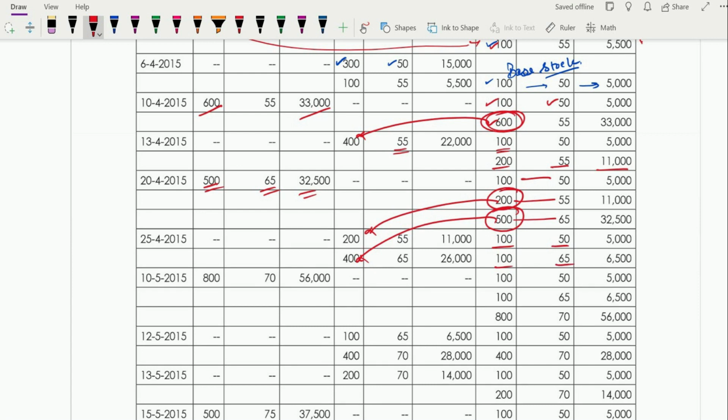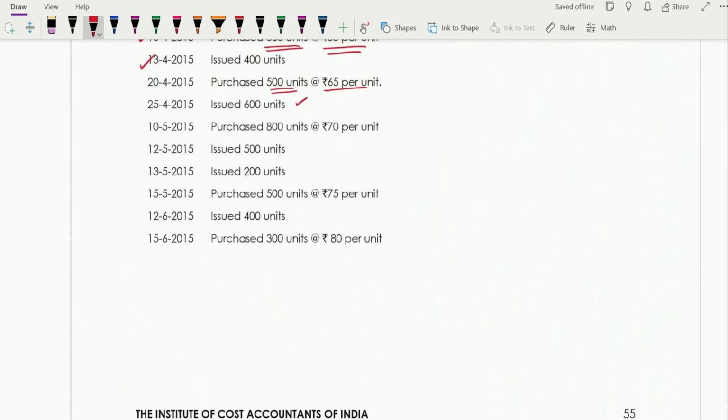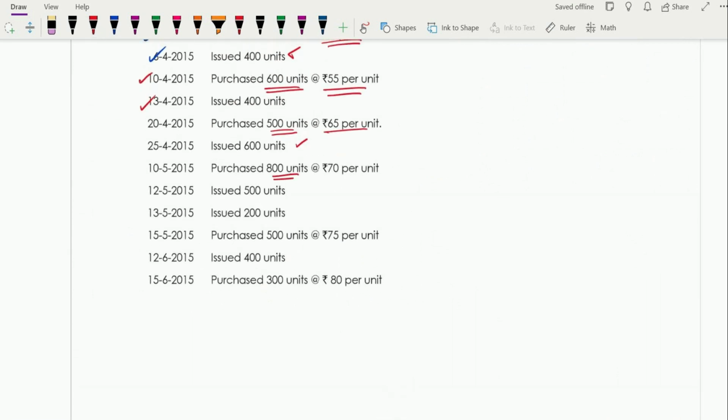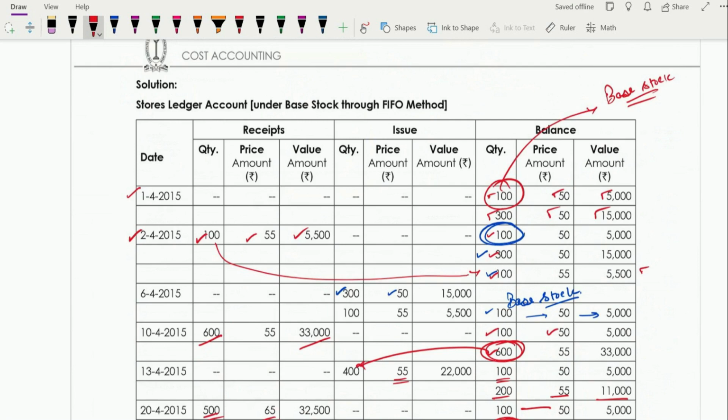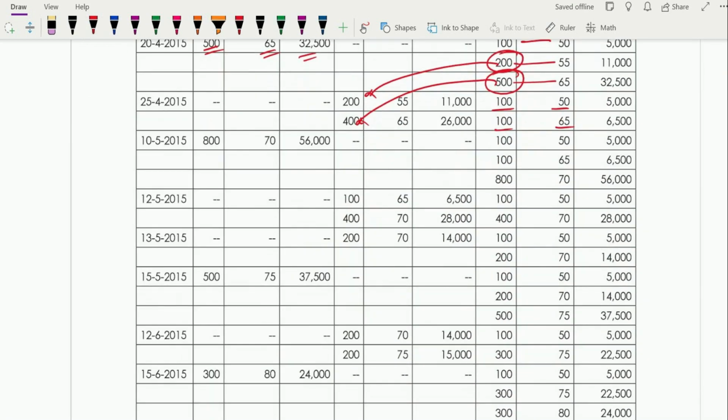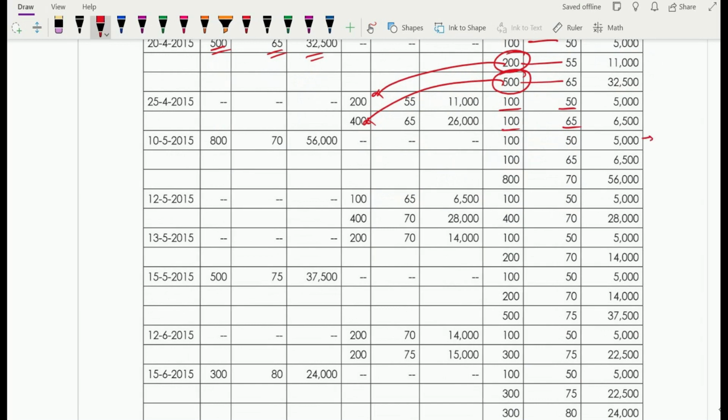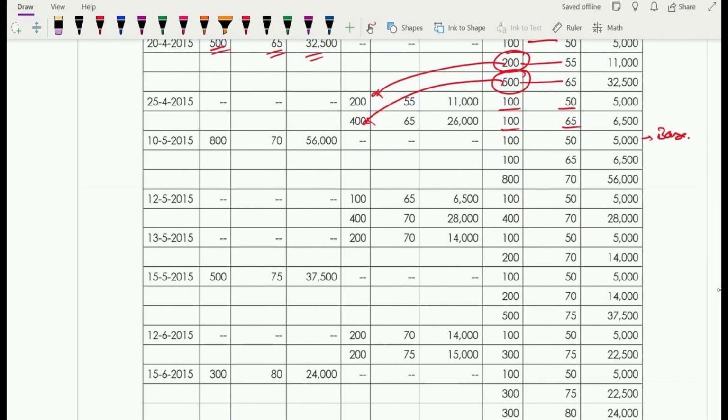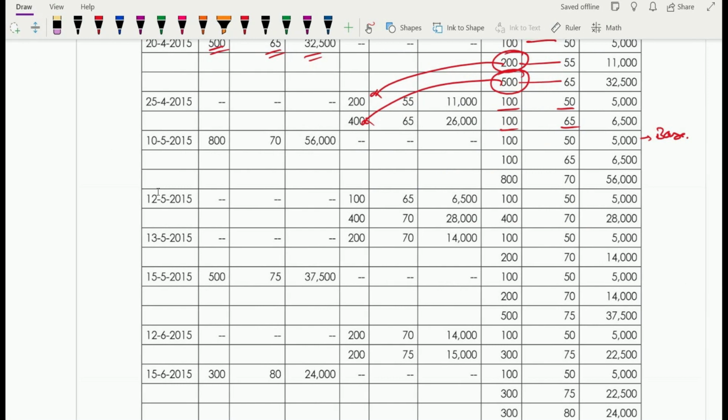The rest of the method is pretty much the same as we have already done. Then purchased 800 units, then issued 500, 200, purchased 500, issued 400, purchased 300. Now you can do it by the FIFO and LIFO methods. FIFO method, we are already almost done. The only thing you need to be careful about is this base stock, sir. Rest, everything is easy.